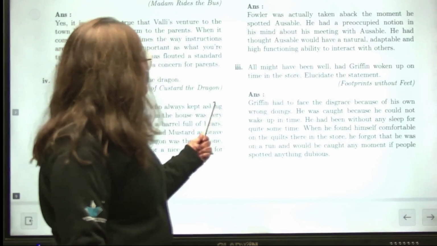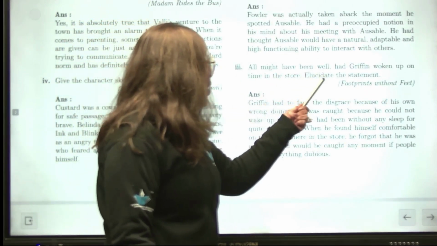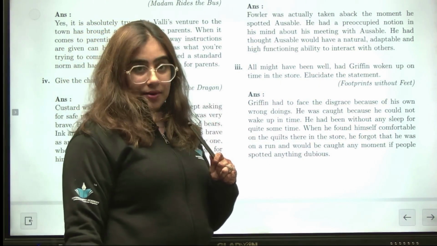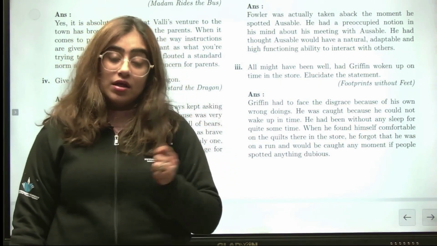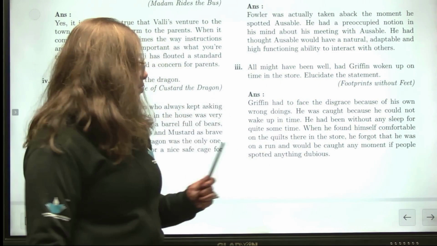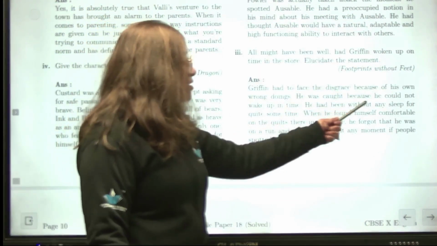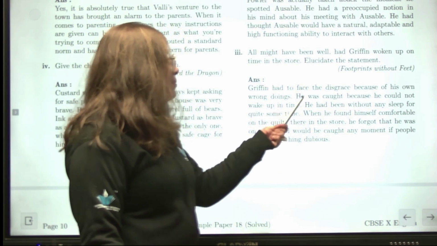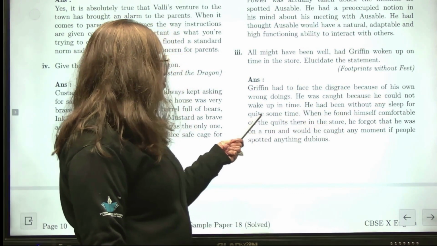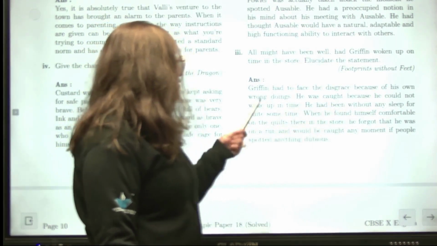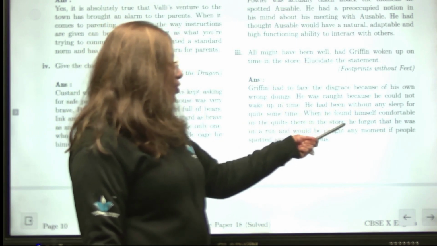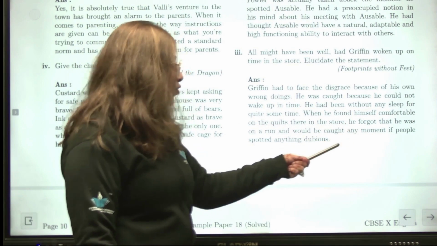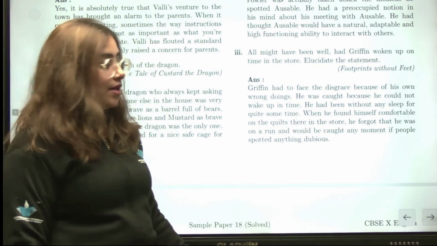And the last one from this is, all would have been well had Griffin woken up in time in the store. Elucidate the statement. अगर Griffin timely store में उठ जाता तो कुछ भी गड़बड़ नहीं होती. So yes, Griffin had to face disgrace because of his own wrongdoings. He was caught because he could not wake up in time. He had been without any sleep for quite some time. When he found himself comfortable on the quilt in the store, he forgot that he was on a run and would be caught any moment if people spotted anything dubious.